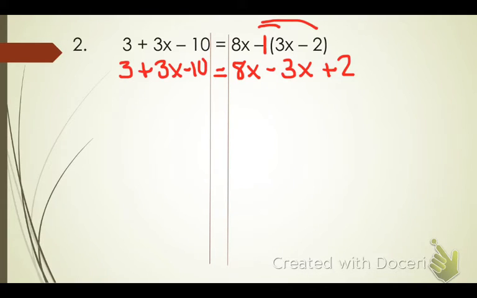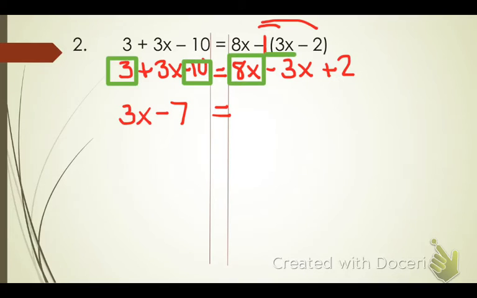But now I'm going to identify my like terms. I see a 3 and a negative 10 over here, which gives me, I like to put my variable first, 3x minus 7, because 3 minus 10 is negative 7, equals, and my like terms on the right are 8x and negative 3x. So 8x minus 3x would be 5x, and bring down the plus 2. So now I have no more like terms on just one side of the equal sign.